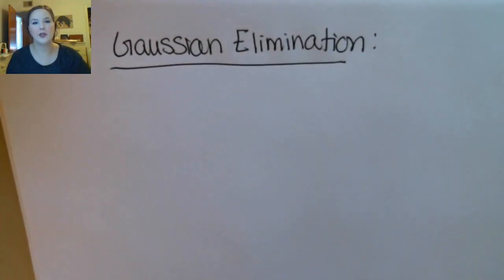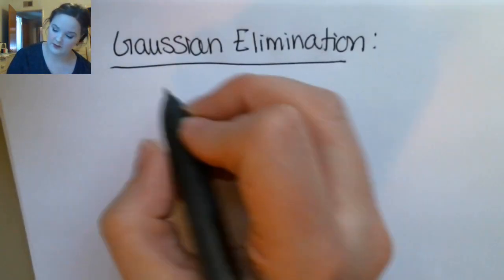So Gaussian elimination is what people call an algorithm, right? It's a procedure that you do to a matrix to get solutions.